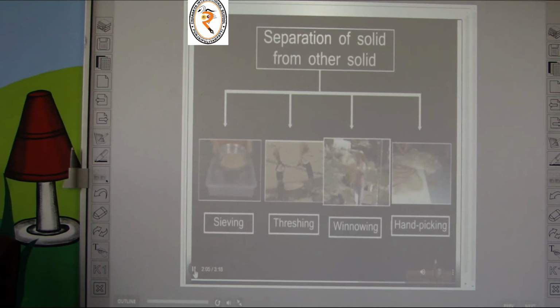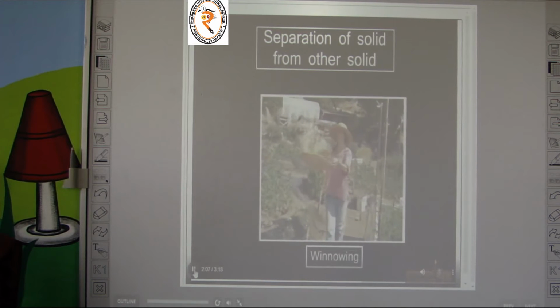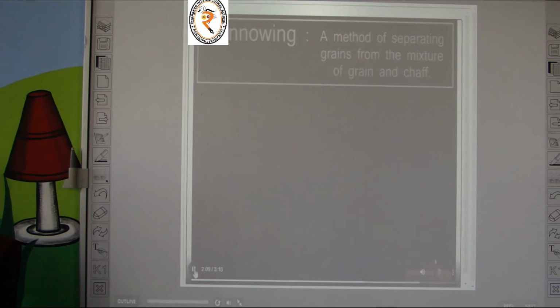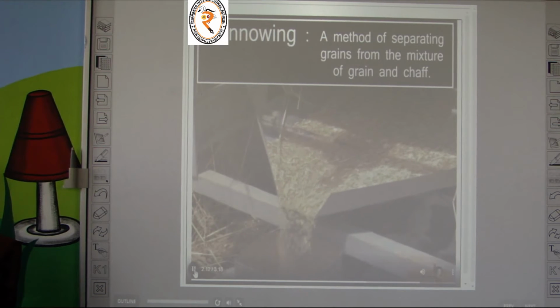Next method of separation is winnowing. We know that grains are heavier than chaff. Therefore, in order to separate grains from the mixture of grains and chaff, the mixture is allowed to fall from a height so that the wind blows away the lighter chaff, while the heavier grains fall down.